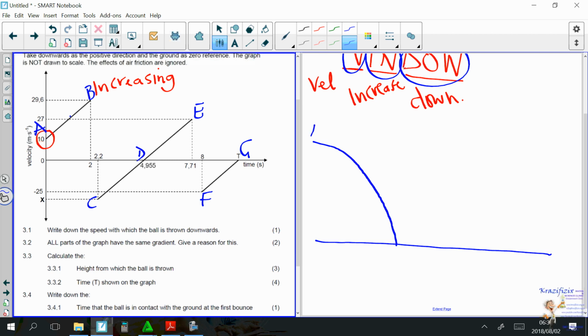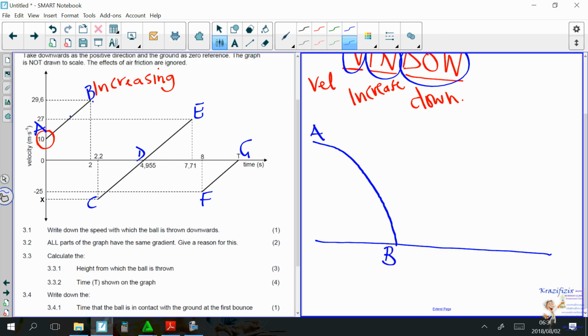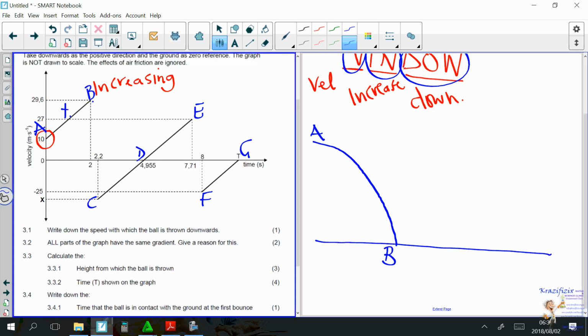Now, this is my point A where I started from. It stops there, hits the ground at point B. Now, let's check. They said take downward as positive. This is down. Do you notice now this C has jumped to my negative side, which is a change of direction? But what do we know? Look at the time frame here. It hits the ground at 2 seconds and leaves the ground because it's now negative, changing direction at 2.2.